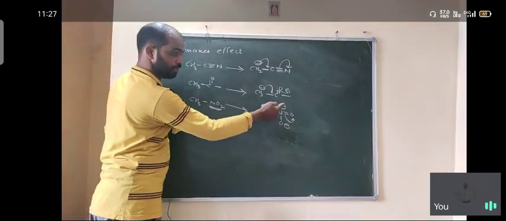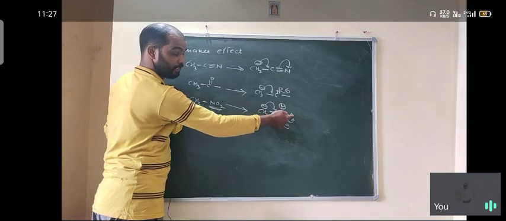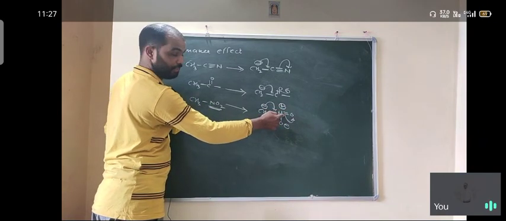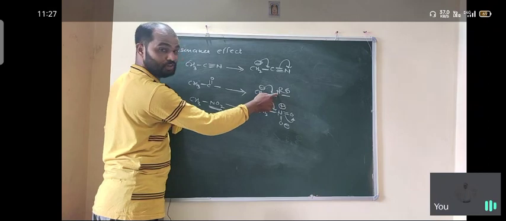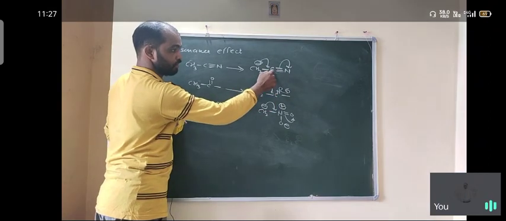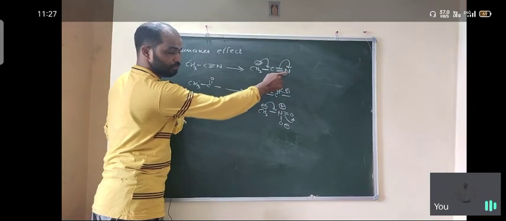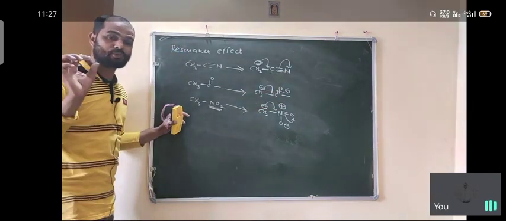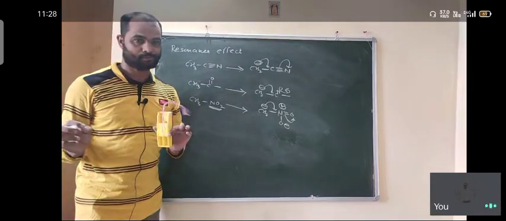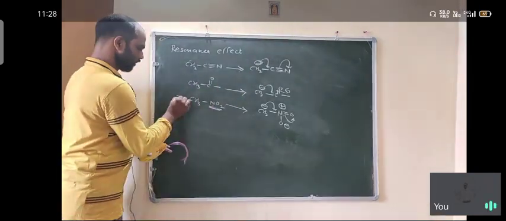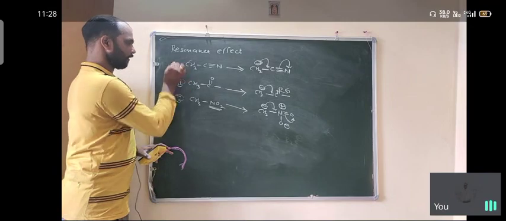In NO2 there is a positive charge and oxygen, so here is a more withdrawing effect as compared to this one. Here is CN and here is CO, and oxygen is more electronegative than nitrogen, that's why the carbonyl carbon has a more withdrawing effect than cyanide. So this way, this is the first, here is the second, here is the third.